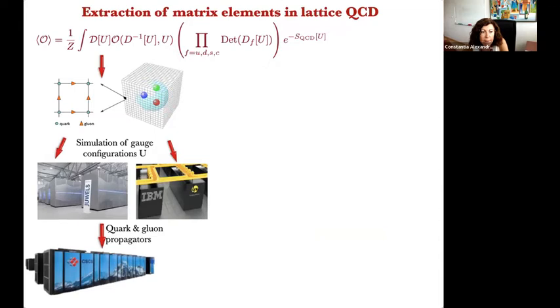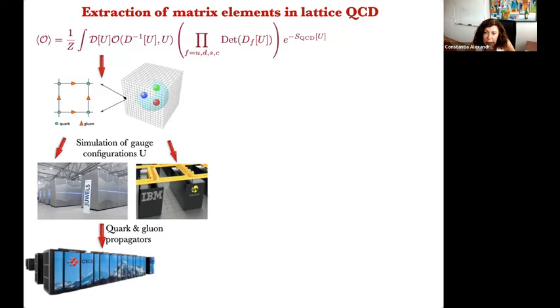Very briefly, how do I calculate a non-perturbative quantity within lattice QCD? Massimo gave an excellent introduction, most of this you have seen, but let me go very quickly over it. We do a Feynman path integral over the gauge degrees of freedom, which are defined on links on the lattice. I have a certain operator that I'm interested in evaluating. This operator may depend on the gauge fields and the quark propagator, which is the inverse of the Dirac matrix. And this is weighted by e to the minus S, the action of QCD in terms of the gauge degrees of freedom.